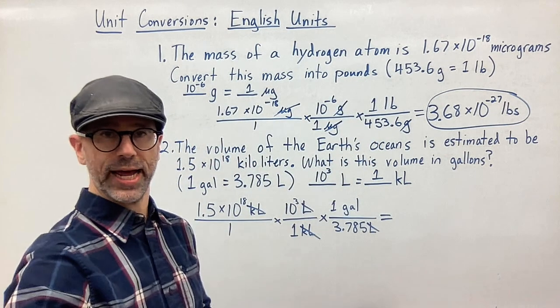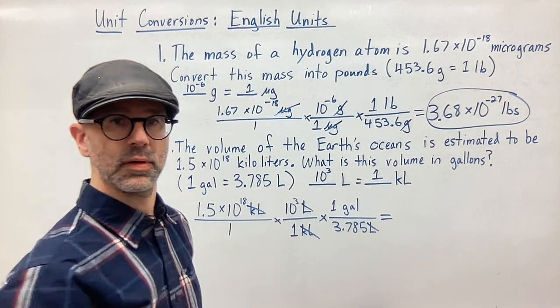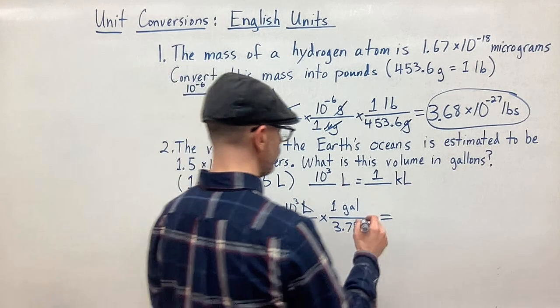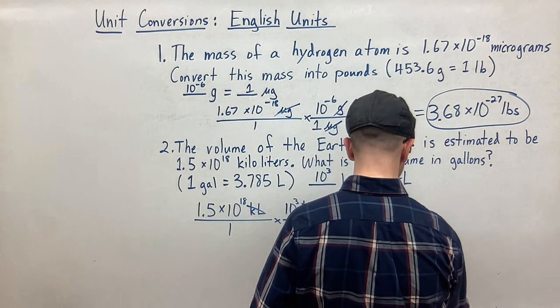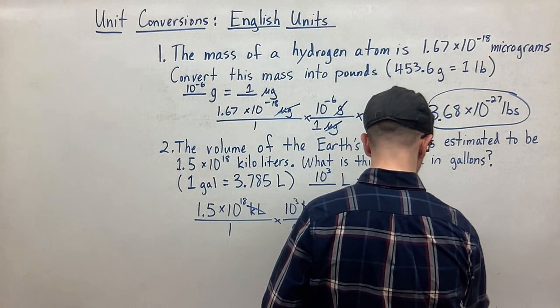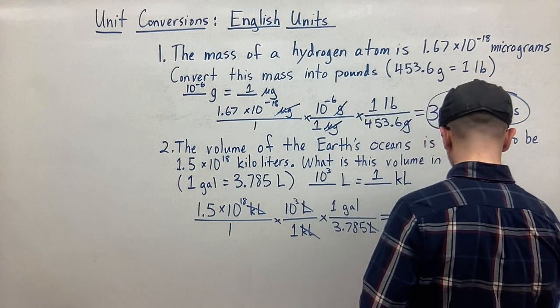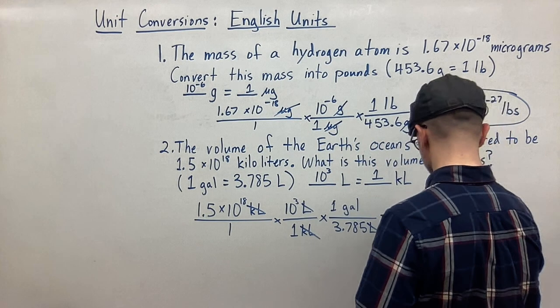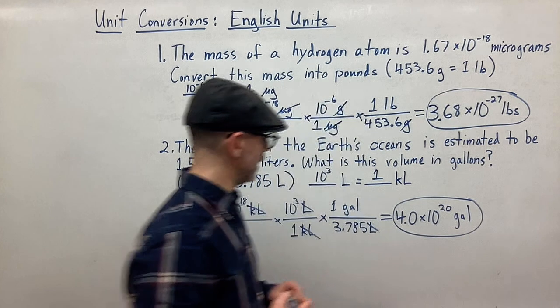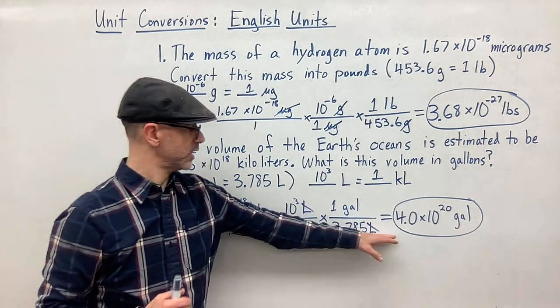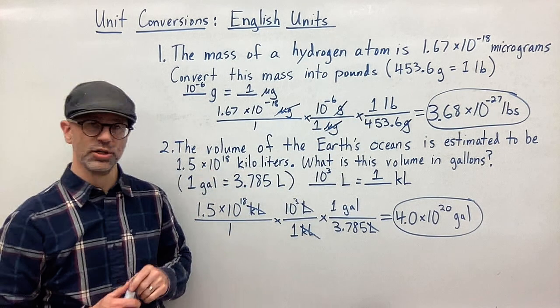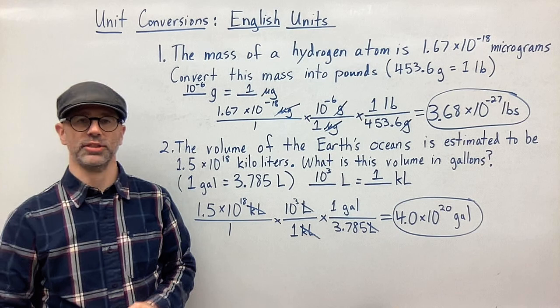So let's go ahead and do that. And when we do that, we get 4.0 times 10 to the 20 gallons. And so that's the number of gallons that's equal to this many kiloliters of water in the oceans.